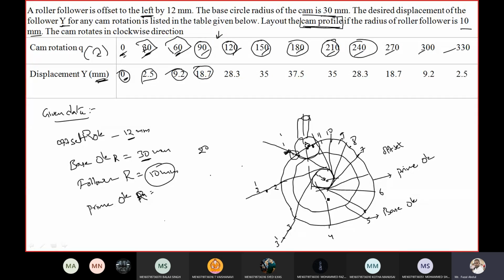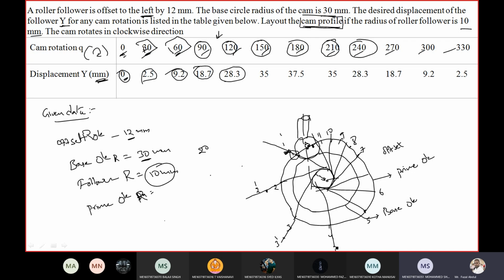Like that, now the next 120 degrees line. Which one is the 120 degrees line? This one is the 120 degrees line. In this 120 degrees line, shift the fourth point by what distance? 28.3. Measure 28.3 mm from the prime circle, not from the base circle.